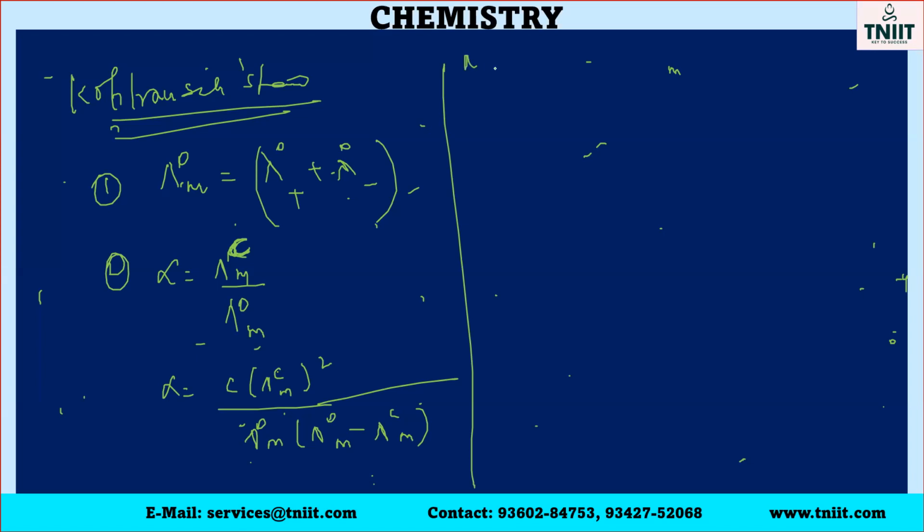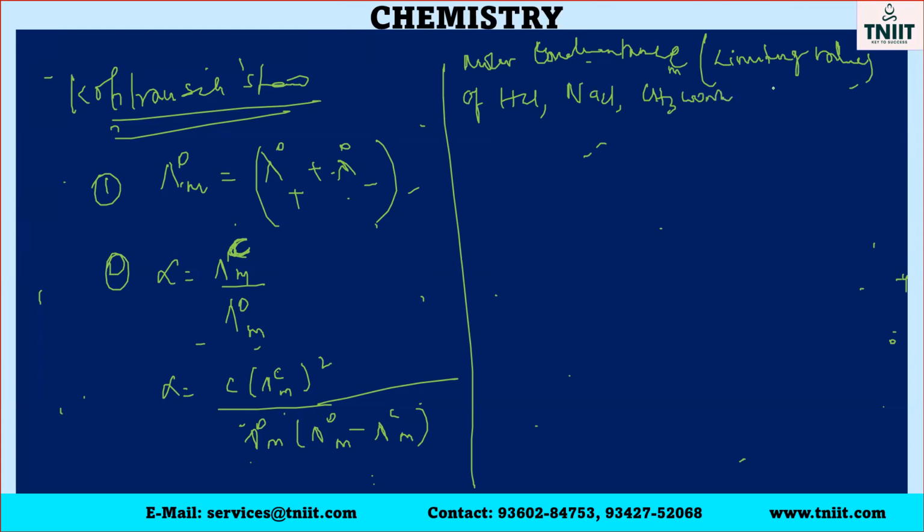One problem we will try to solve. Molar conductance. They've given limiting values in brackets. Limiting values means it is molar conductance at infinite dilution of HCl, NaCl, CH3COONa are 426, 126, and 91 Siemens centimeter square per mole. Calculate lambda naught of acetic acid. They're asking to calculate the lambda naught of acetic acid.